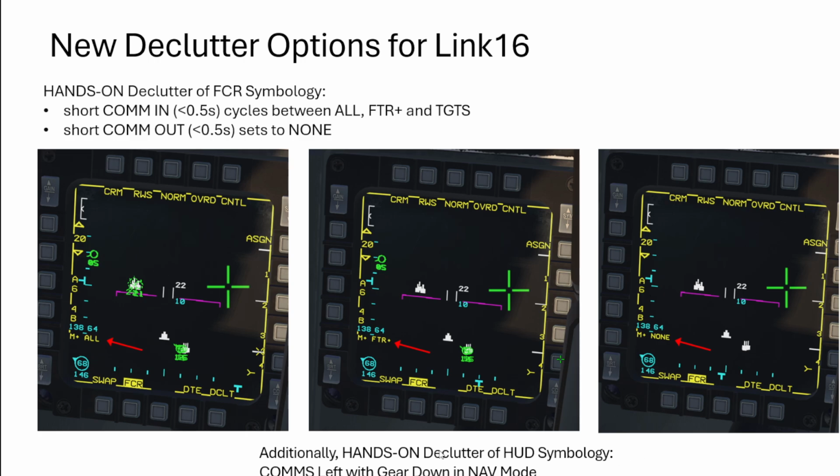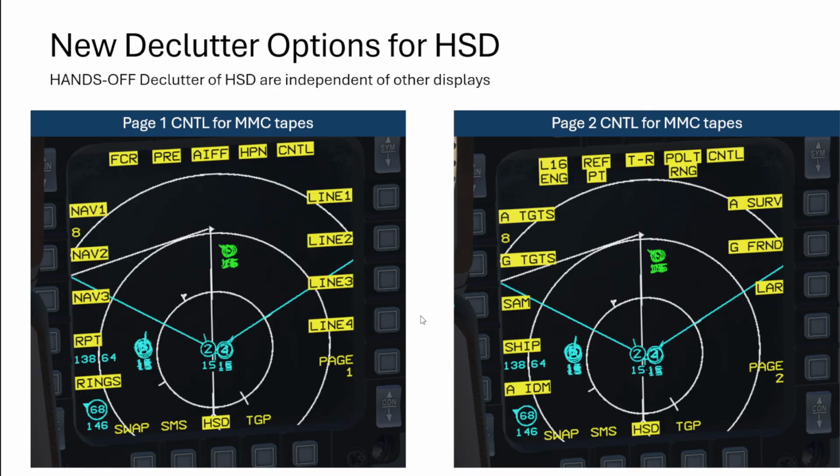Additionally, we also implemented a hands-on declutter for head-up display symbology, and also the helmet-mounted display. That means when you're going for landing and you don't want to have all these circles annoying you, you do COMMS left, but only when you're geared down and in navigation mode, all symbology goes away except the PDLT. So it's very handy to not crash your F-16 on the threshold. Which never happens here, of course.